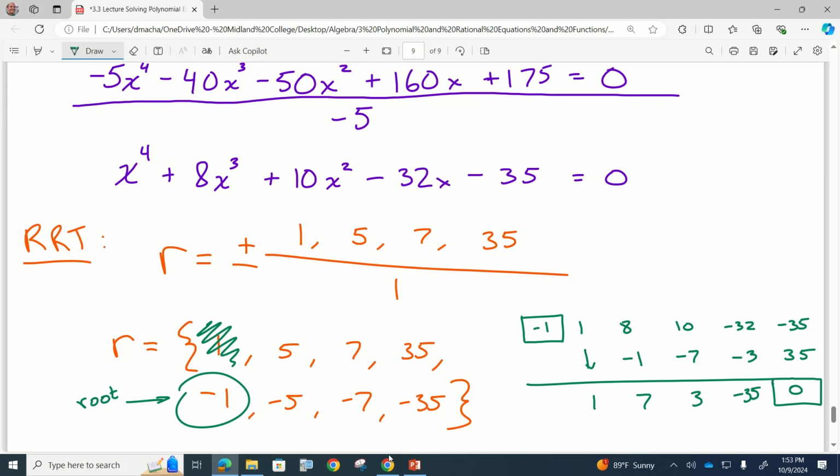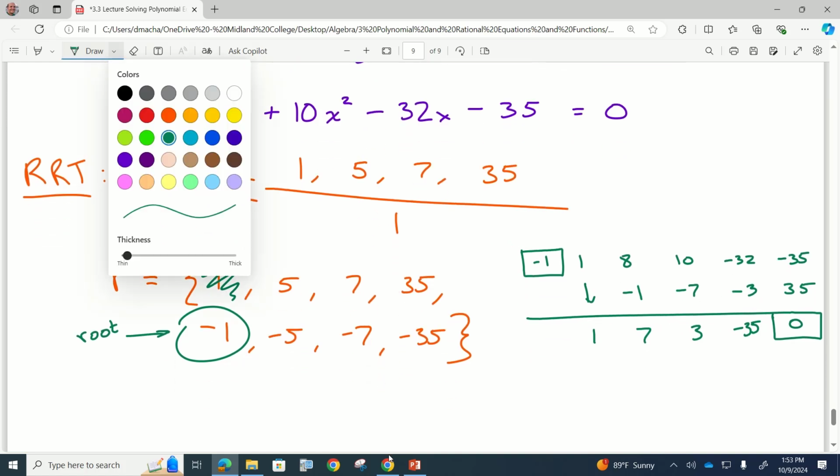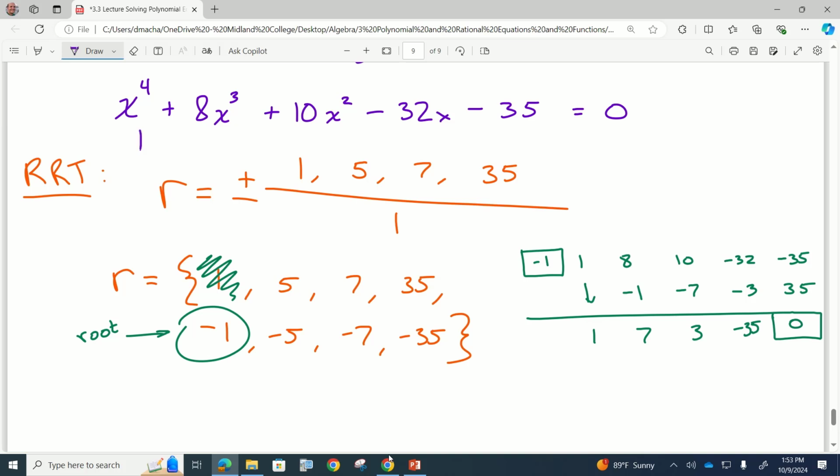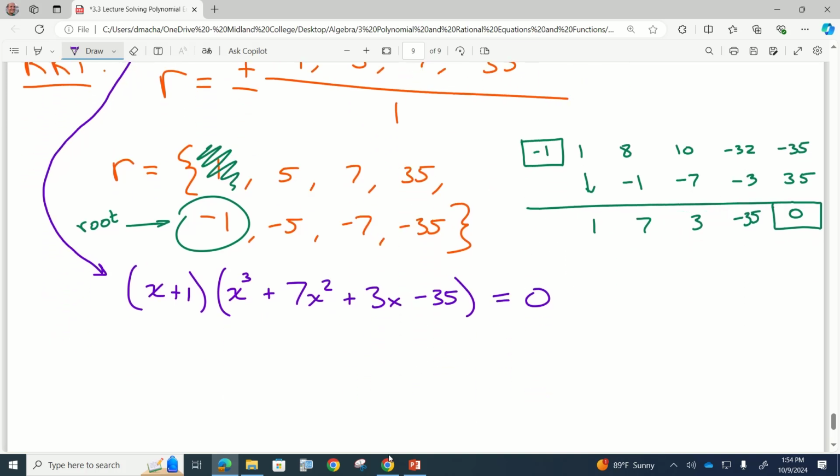And if negative 1 is a root, then one of the factors here is x plus 1. So let's go ahead and rewrite my polynomial as x plus 1 times x cubed plus 7x squared plus 3x minus 35. Now, I'm left with a cubic polynomial.